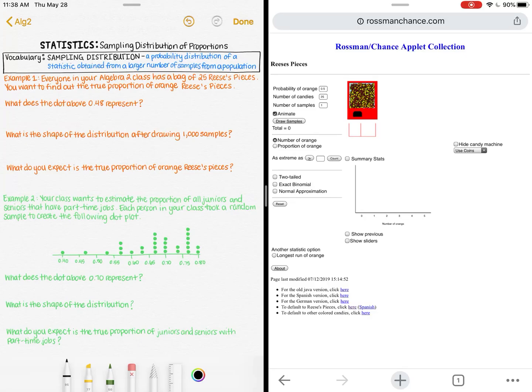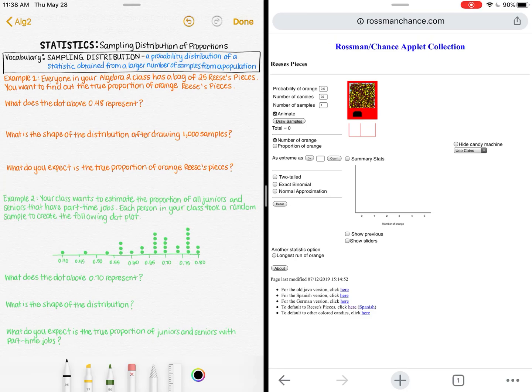In this video, we're going to be talking about sampling distributions, and specifically we're going to be focusing on proportions. A sampling distribution is a probability distribution of a statistic obtained from a large number of samples from a population. This is going to make more sense as we go through our first example.